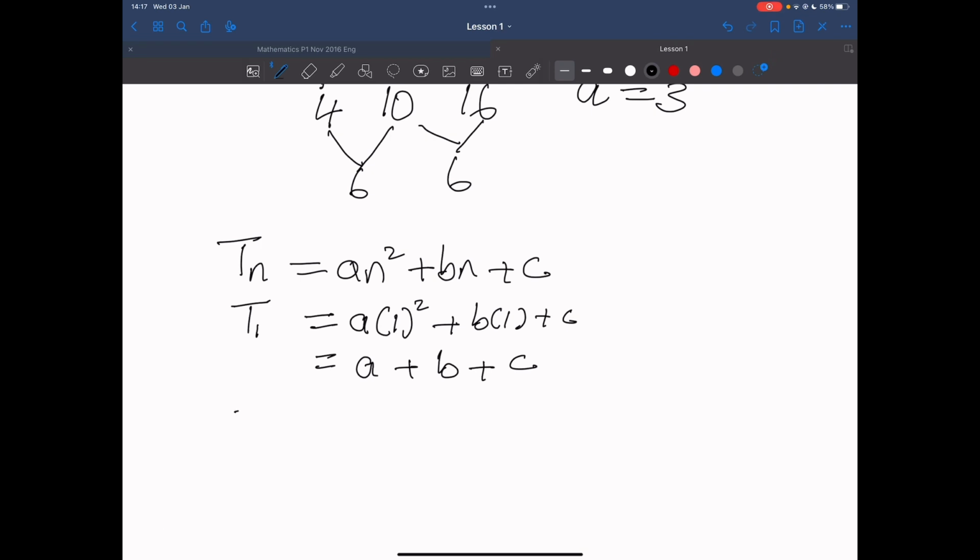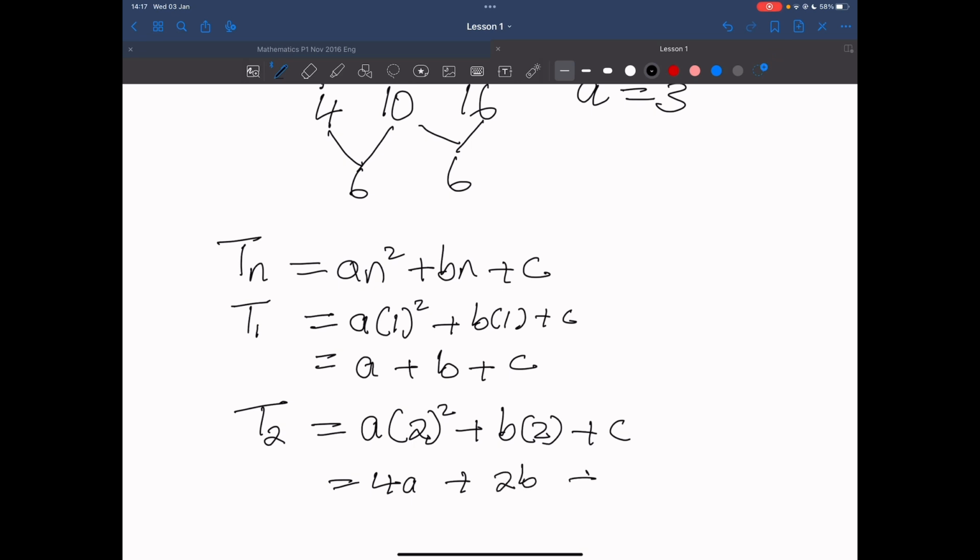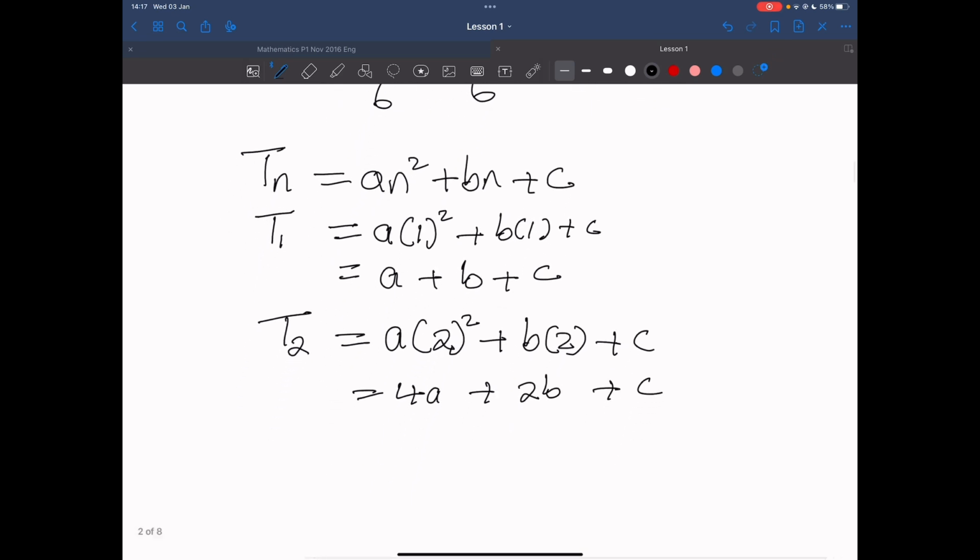Let's do the same thing to get term number 2. On our quadratic equation, where we see n, we now put 2. So it's a into 2 squared plus b times 2 plus c. So 2 squared is 4, times a is 4a, plus 2 times b is 2b, plus c. I think it's enough to have both term 1 and term 2.